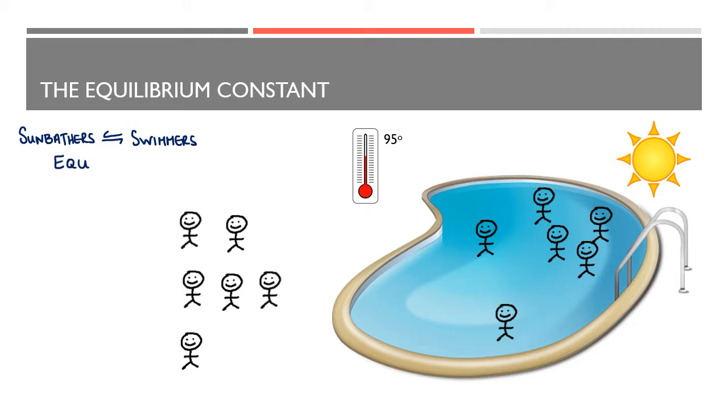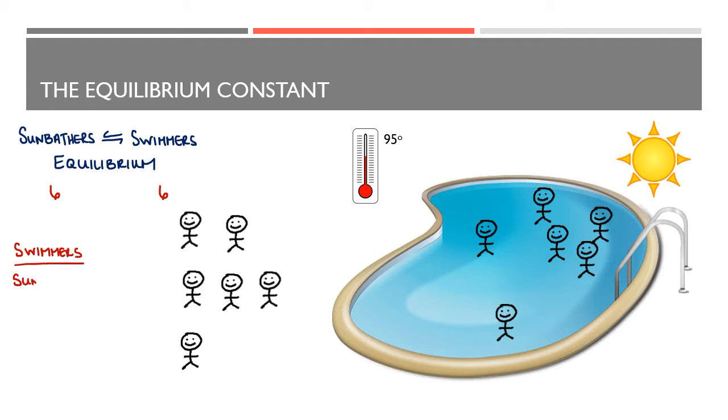So we're going to change our arrow. Instead of an arrow moving in just one direction, we're going to change it to a double-sided arrow. And we're going to say, all right, now we've reached equilibrium. If we were to really show equilibrium, I would continue showing the animations of one person getting out and one person getting in. But I'm going to stop that right now and just pause this reaction at equilibrium, and we have 6 swimmers and 6 sunbathers.